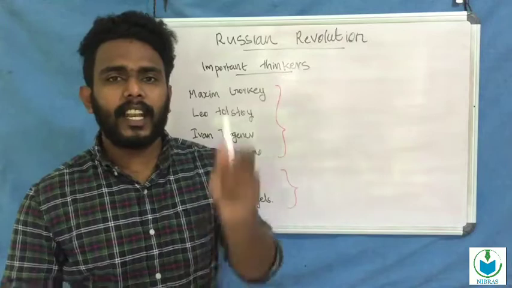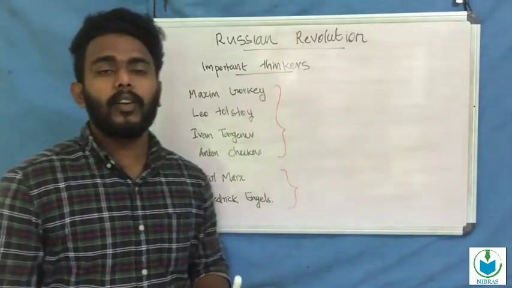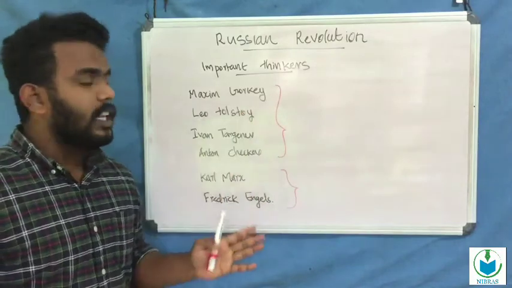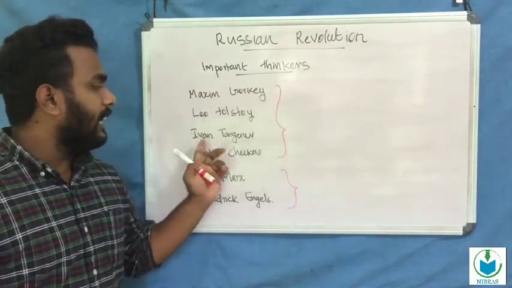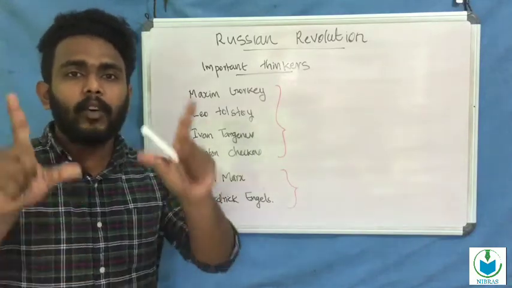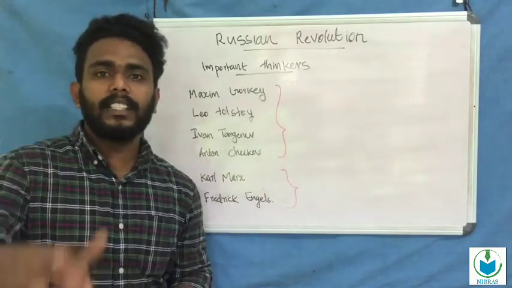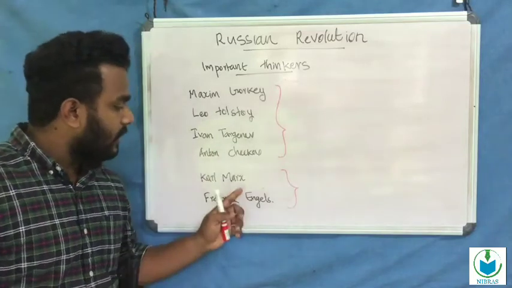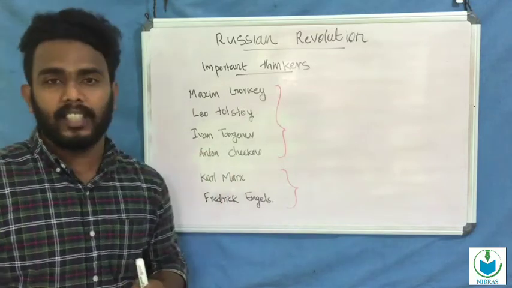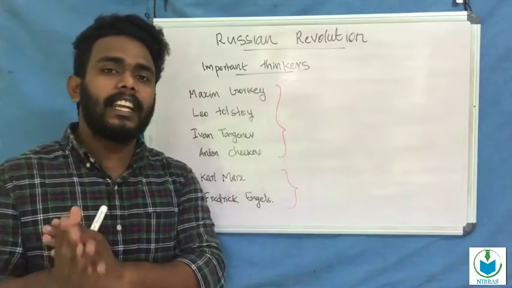Every revolution has some thinkers, and the Russian Revolution also had some thinkers. These are the thinkers: Maxim Gorky, Leo Tolstoy, Anton Chekhov, Ivan Turgenev. These were major writers in Russia, and they motivated the people of Russia against the autocratic rulers, the Tsar emperors. The next two important thinkers were Karl Marx and Friedrich Engels, who were born in Germany and lived in England.